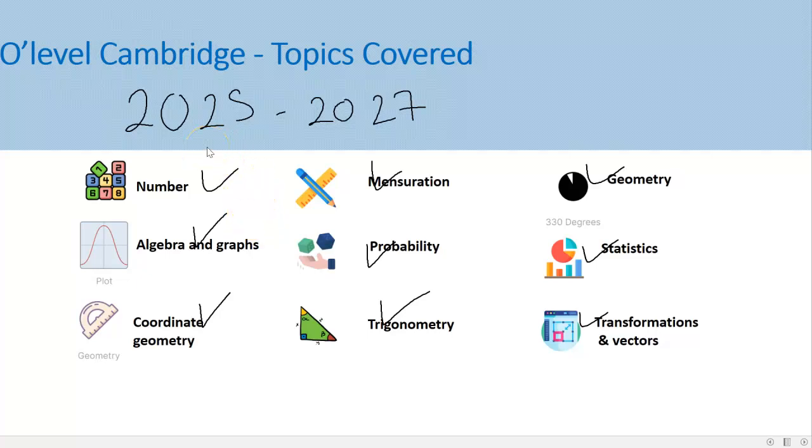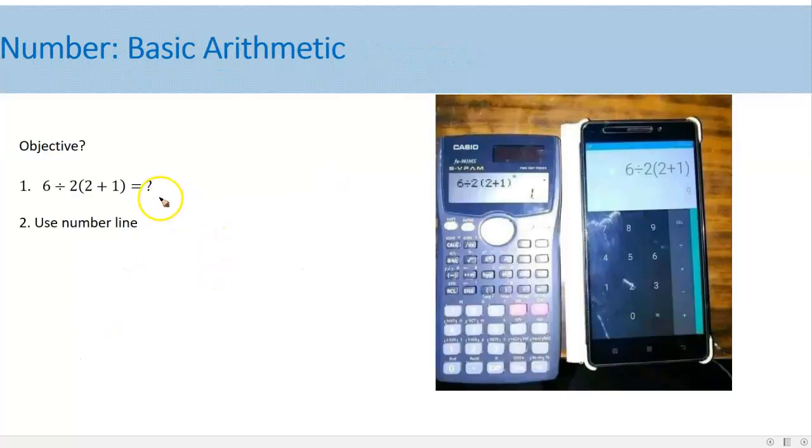However, in this particular video, we are actually going to be dealing with numbers only. The objective of this video is for us to be able to use the number line and also to solve or simplify mathematical expressions such as these ones. These are called arithmetic expressions. They involve operands and operators such as division, multiplication, addition, and subtraction.